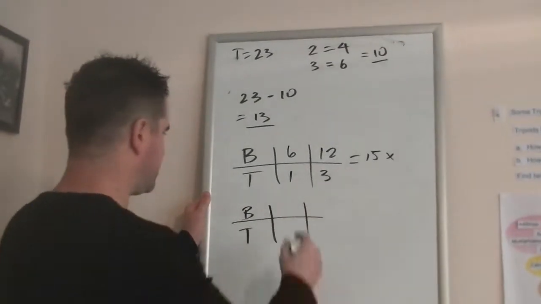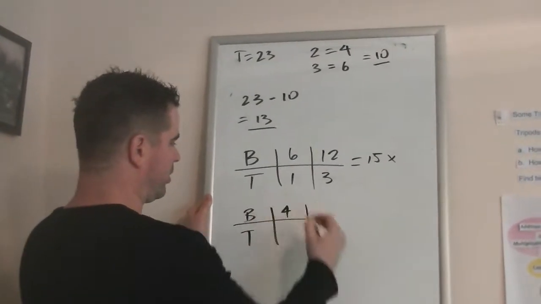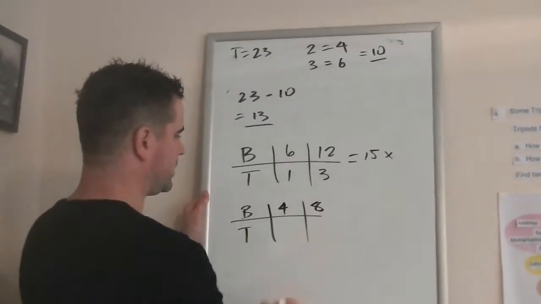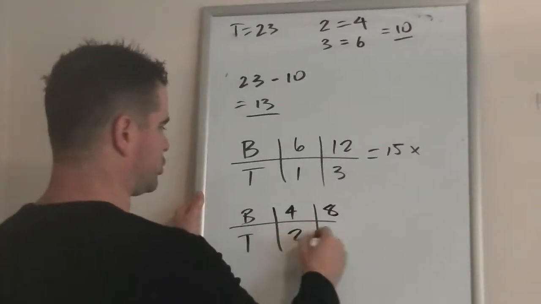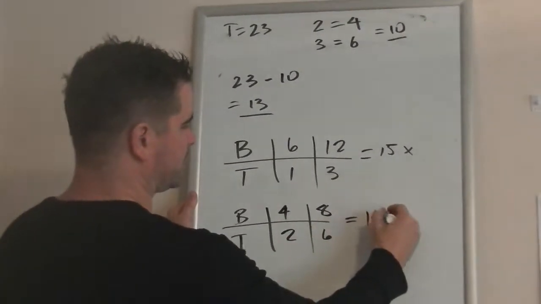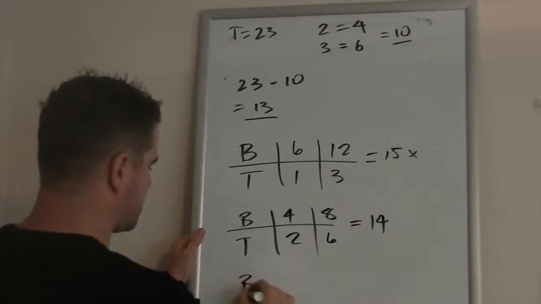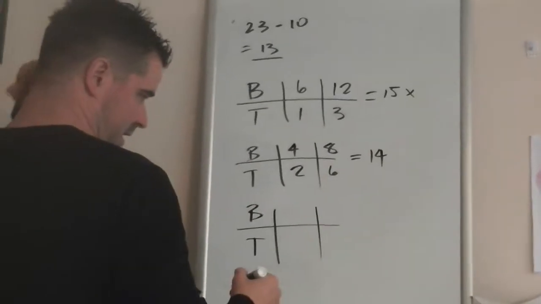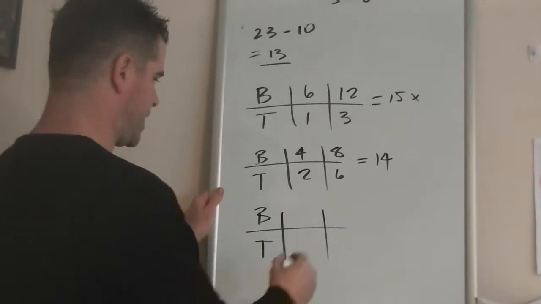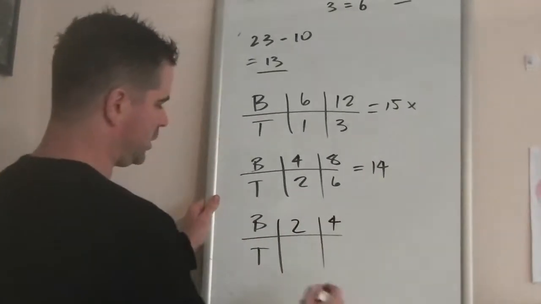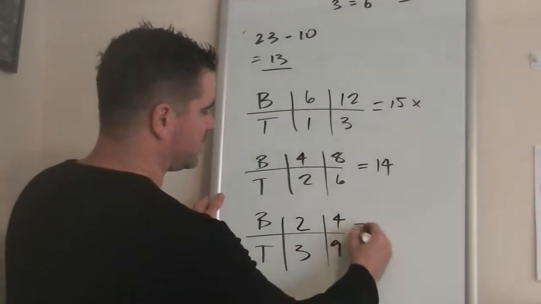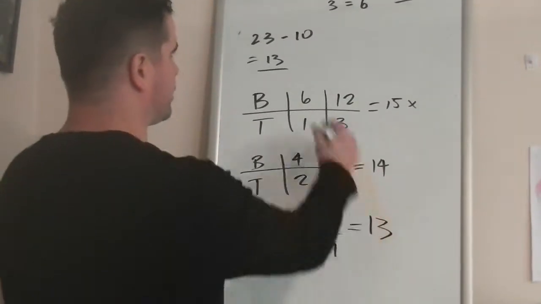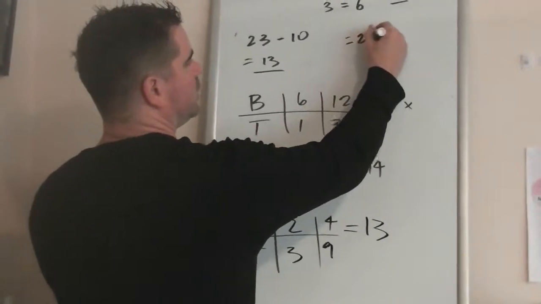Let's say 4 bipods, that equals 8. Let's say 2 tripods, that equals 6, that equals 14. That's incorrect. Alright, so let's say bipods maybe 2, that equals 4. Tripods 3, that equals 9. 13, that's correct. So 13 and 10 gives us our total of 23.